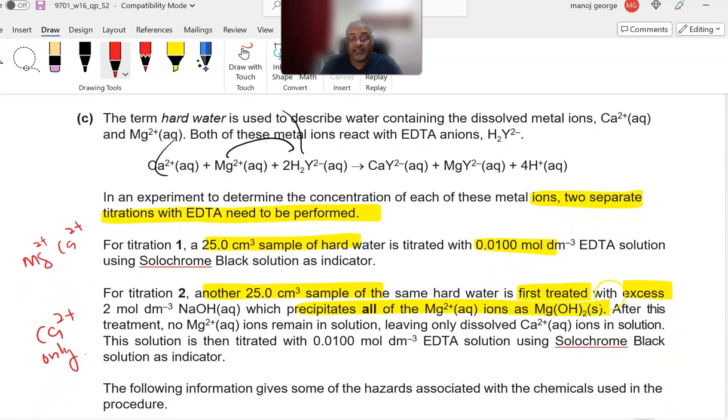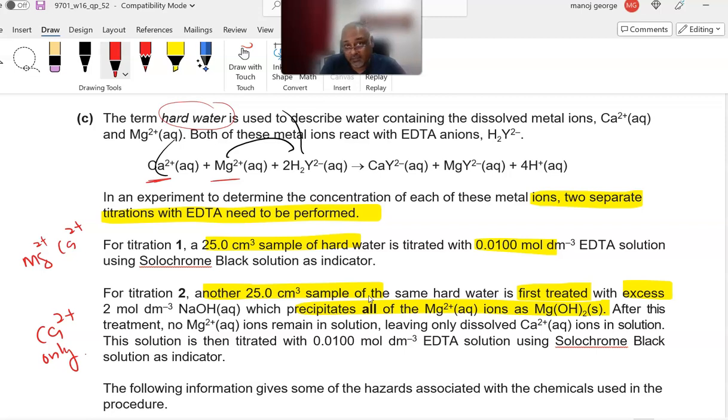Now, let's have a look at the C part here. There's an equation given, and this equation deals with the calcium ion and magnesium ion being present in hard water. Hard water is basically water which doesn't form lather with soap. Not very good for us really. It doesn't help us in anything. We don't use hard water. We need to convert hard water into soft water.